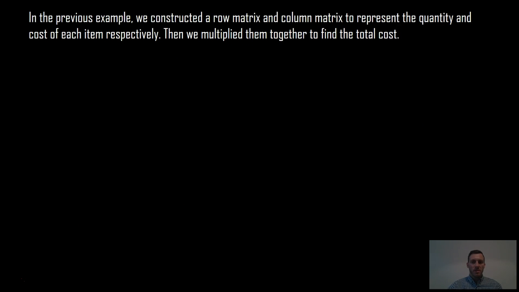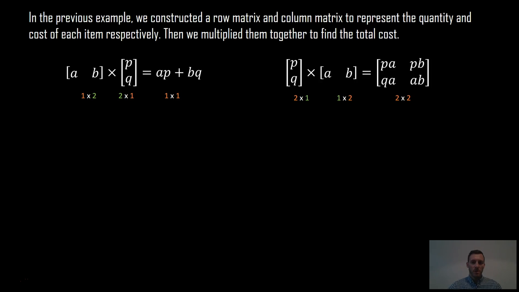In the previous example, we constructed a row matrix and a column matrix to represent the quantity and cost of each item respectively. Then we multiplied them together to find the total cost. We could have written down those matrices with variables or pronumerals like this. If we'd written the column matrix first and the row matrix second, we would have produced a very different result.